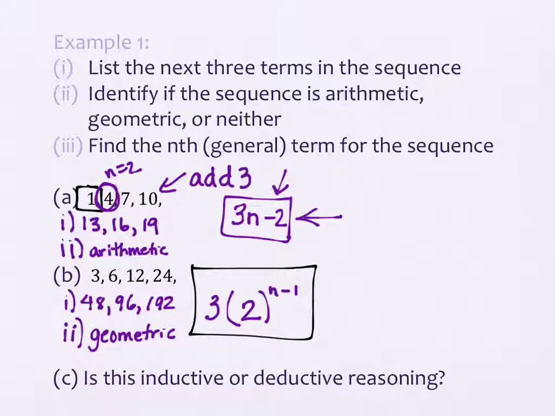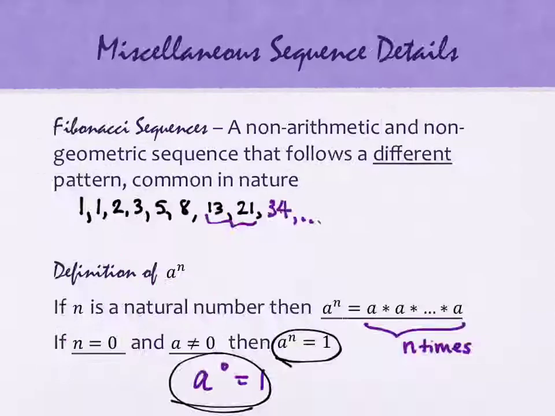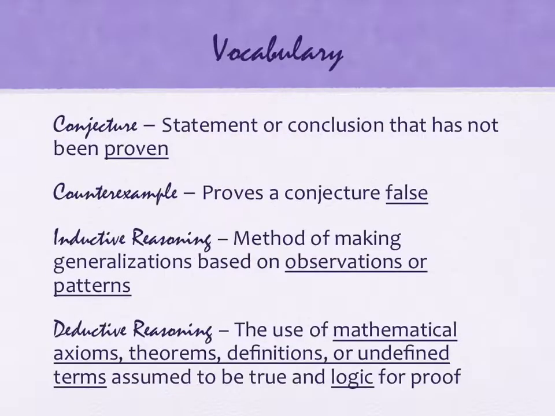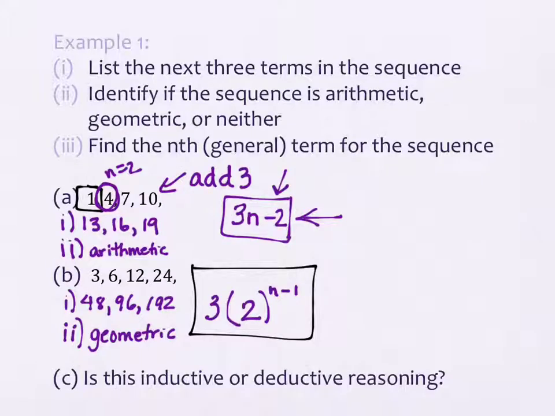Which one did we start with? Did we start with patterns, or did we start with a formula? We started with patterns, and we said, because I have these patterns, and I want to make a generalization, I created these equations based on these patterns. Is this inductive or is it deductive? It's inductive. I started with a pattern and I created a generalization. This is inductive reasoning.